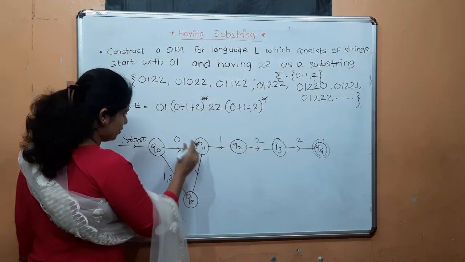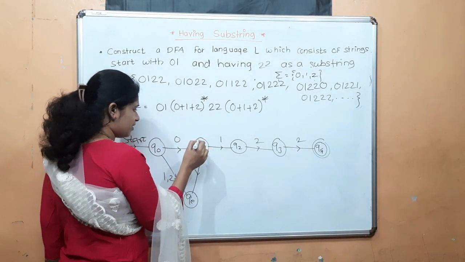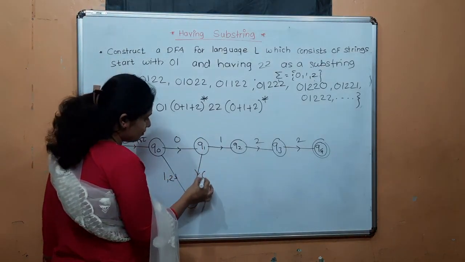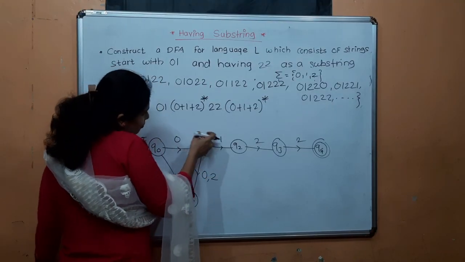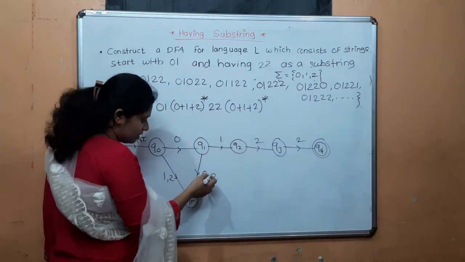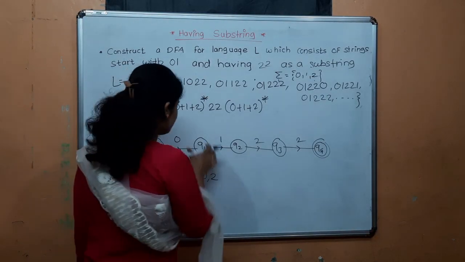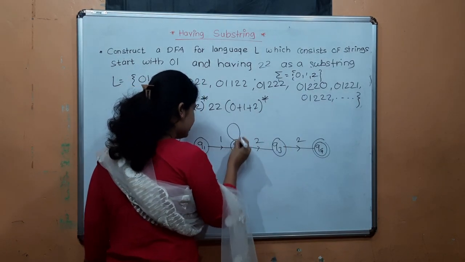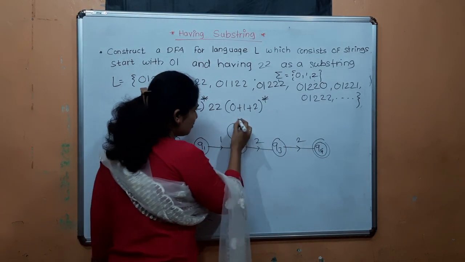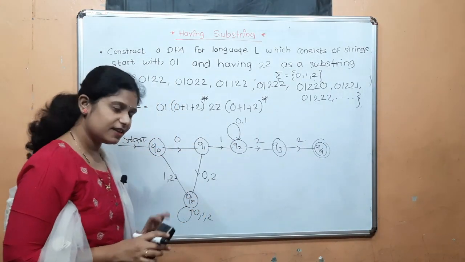If 0 occurs in between 0 and 1, it will become 001, which is invalid. So here we can write 0, comma 2. If 2 occurs in between, it will become 21, which is invalid. So here we can give 0, comma 2. Next, this is the starts with, and this is the having. In between starts with and having, any number of zeros, ones and twos will occur, but 2 is already given here.